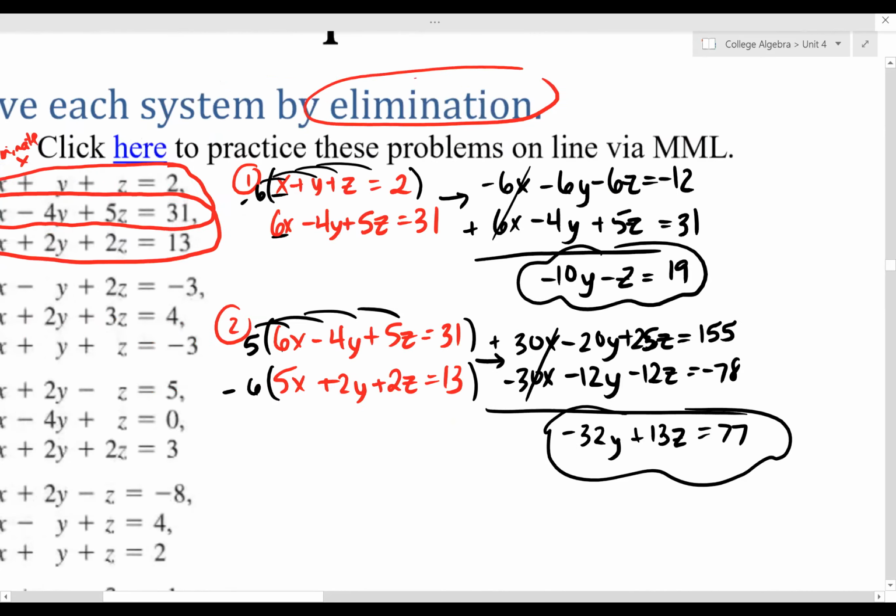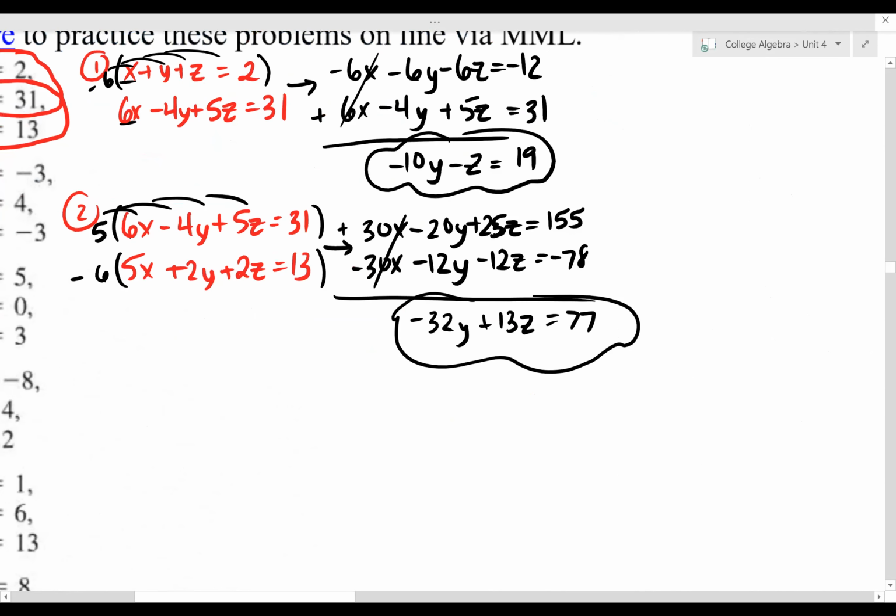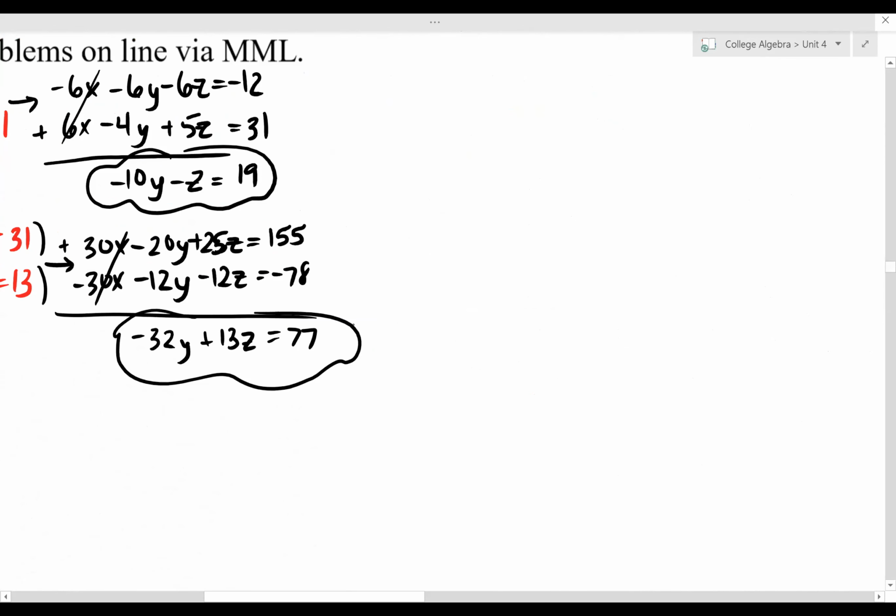Okay, so again, with the three variable systems with elimination, I stack the first two, eliminate x, stack the last two, eliminate x, and now we're going to take these answers, which are two variables, and we're going to do elimination on these two equations. So I'm going to go ahead and just write them together, and then I'll figure out what letter I want to cancel. So it's really your choice here, whatever looks easiest.